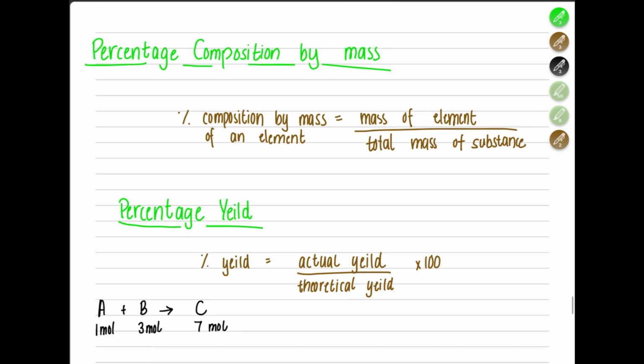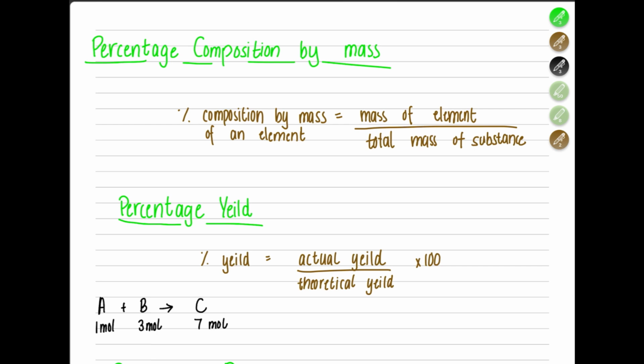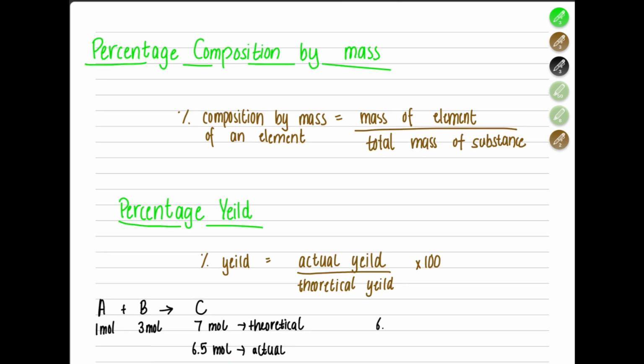When we do it in the lab, we don't get 7. For example, we get 6.5 moles. So this is known as theoretical yield, which is found after calculation, while actual yield is found after doing the experiment in the lab. Now, why is actual less? Maybe some of B didn't react, maybe some of B was lost during the reaction, or whatever the reason. Not all of it reacts. So to calculate the percentage yield, we'll do 6.5 divided by 7 times 100.